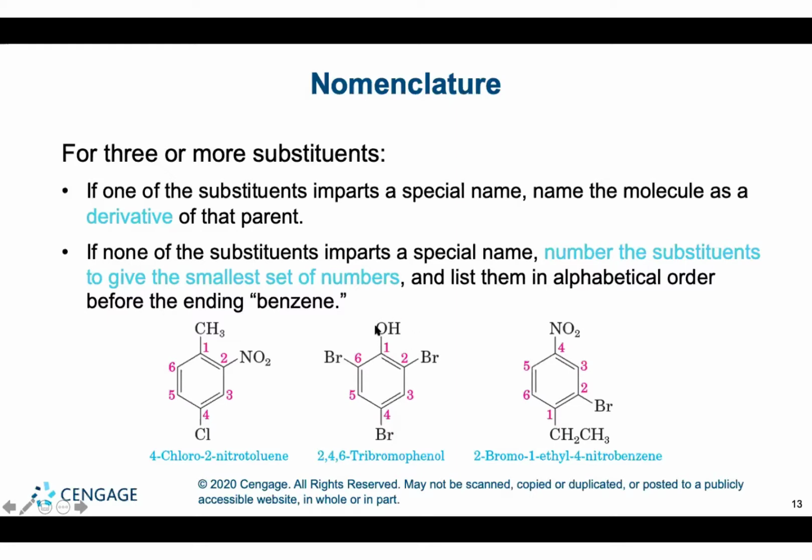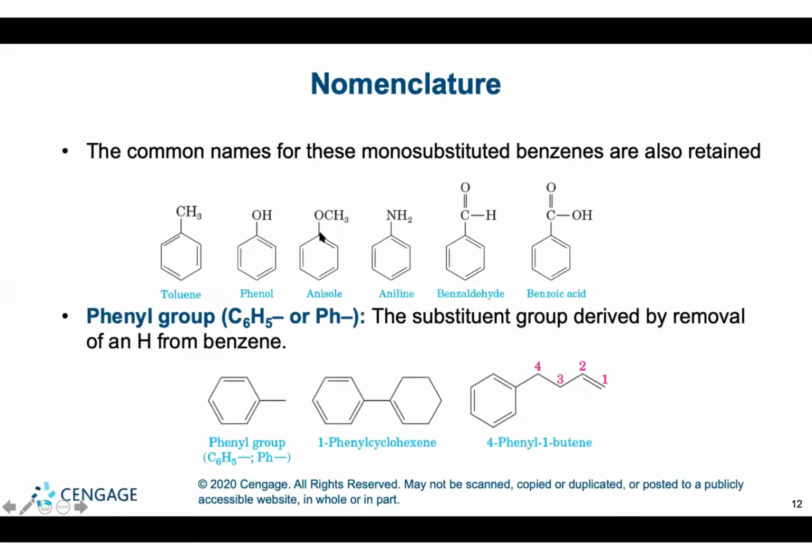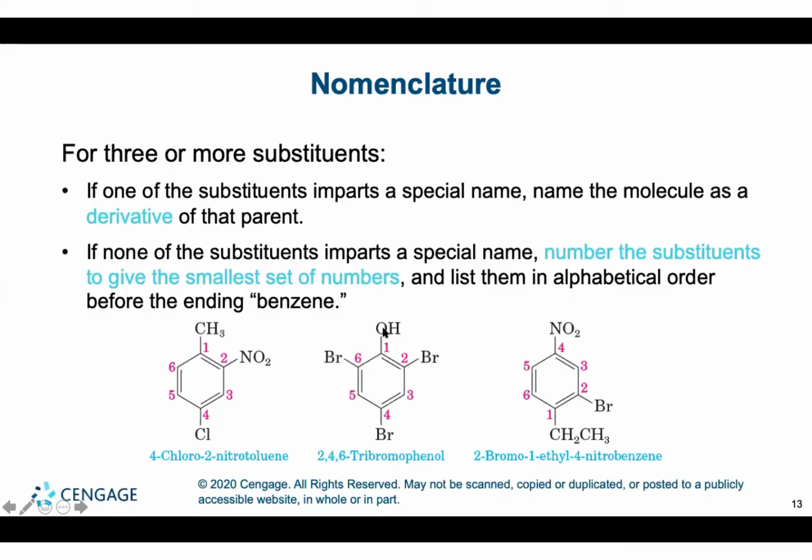What about this one? This one is familiar to you, right? It's phenol, so we found the parent for it. Again, we start numbering. It doesn't matter from which side we start numbering, because it's going to be the same. So it's going to be 2,4,6-tribromophenol.